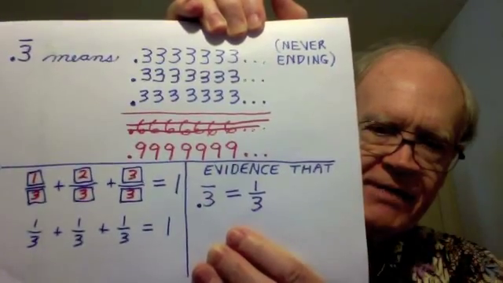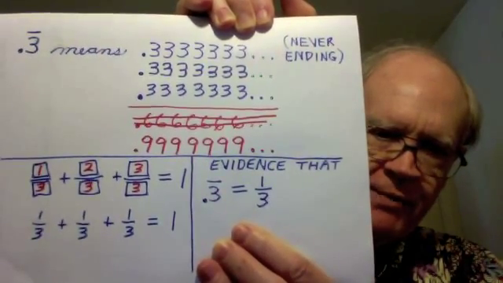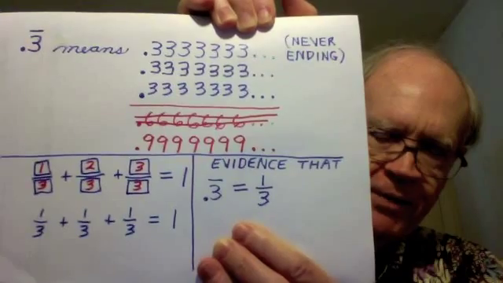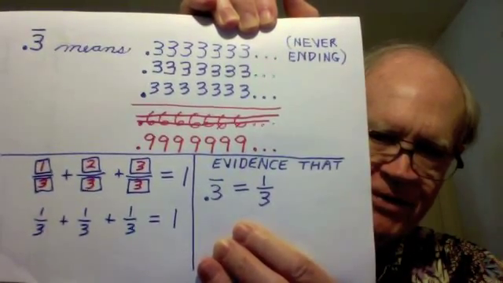So I'm saying to Nick that what we just did is evidence that 0.3 with a line over it, meaning 0.3 with the 3's repeating indefinitely, equals the fraction 1/3. We went on to prove conclusively that that is the case, and I will document that part of the lesson in the next video.